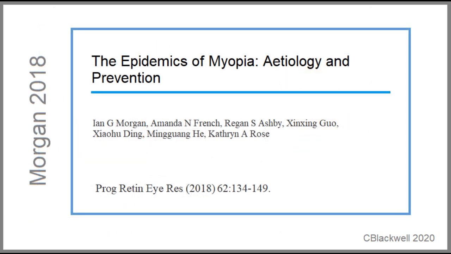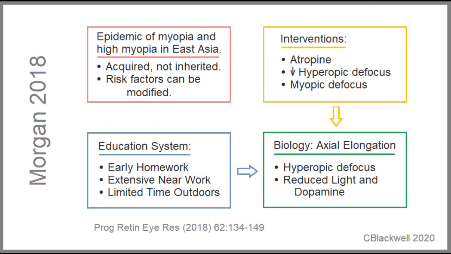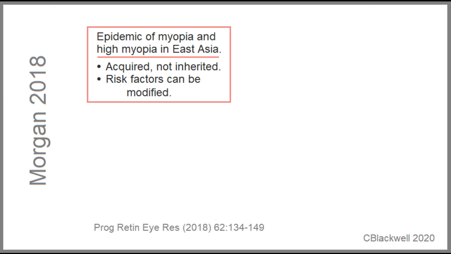For a broad view, we return to the 2018 Morgan Review paper of myopia causes. Note the panel of all-star authors. Here is how they analyze the world increase in myopia. There is an epidemic of myopia in Asia with attendant high myopia. High myopia has potential sight-threatening consequences. Because this increase has occurred over a relatively short period of time, it must be acquired, not genetic.